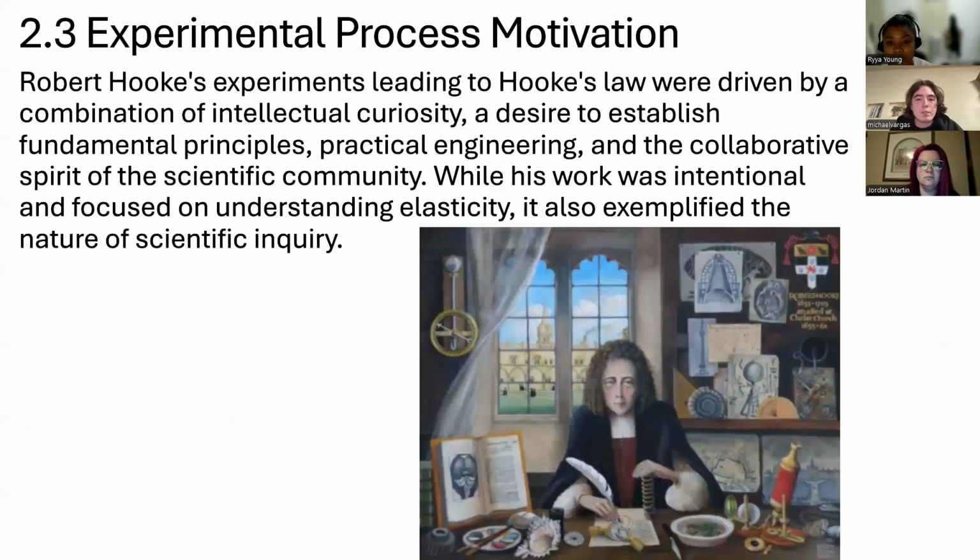2.3, experimental process, motivation. Robert Hooke's experiments that led to Hooke's law were driven by a combination of intellectual curiosity, a desire to establish fundamental principles, practical engineering, and a collaborative spirit of the scientific community. While his work was intentional and focused on understanding elasticity, it also exemplified the nature of scientific inquiry.